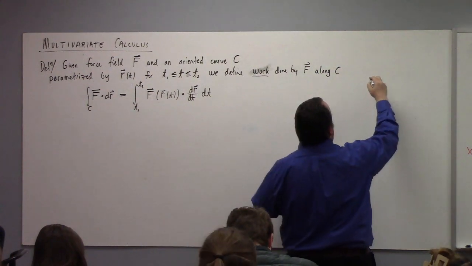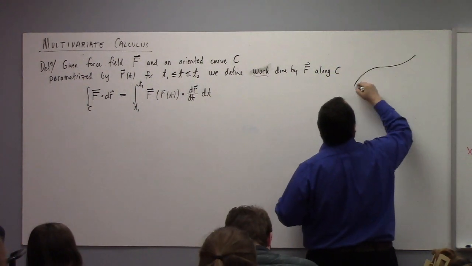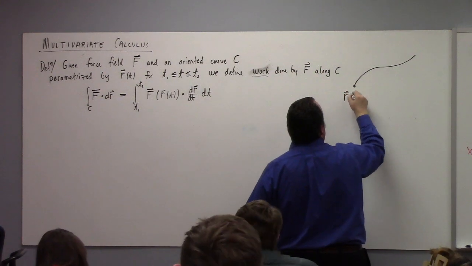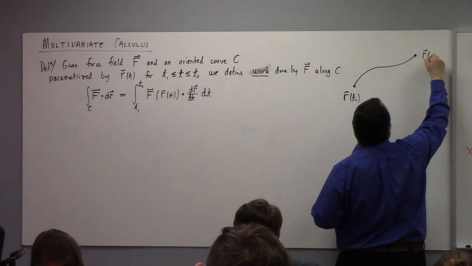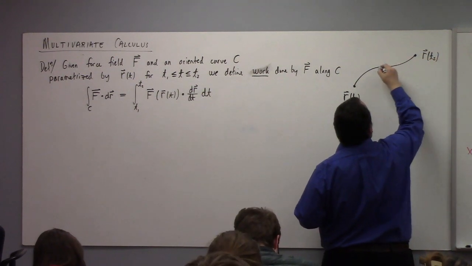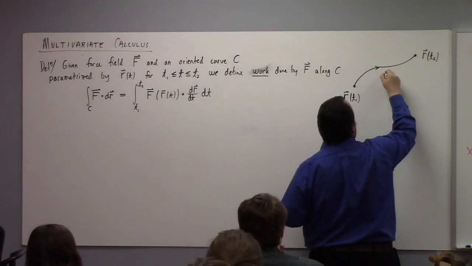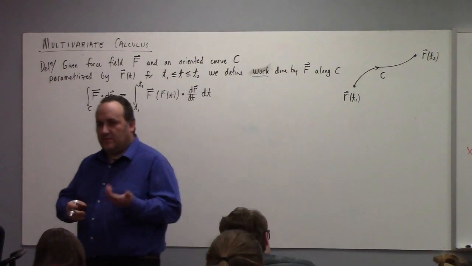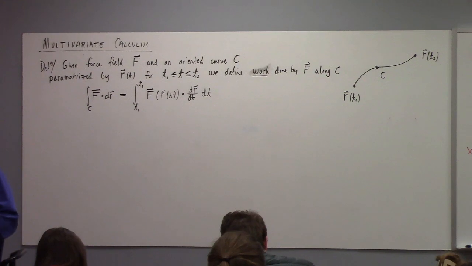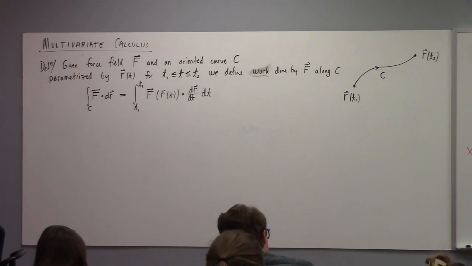So I should emphasize here, guys, that C looks something like this. It's going from the point r of t1 to the terminal point r of t2. So this curve is an oriented curve. It has a direction, right? This is the curve, something like that. Notice that I haven't told you if the force is a two-dimensional force or a three-dimensional force or a one-dimensional force. It could be any, and this definition applies just the same.